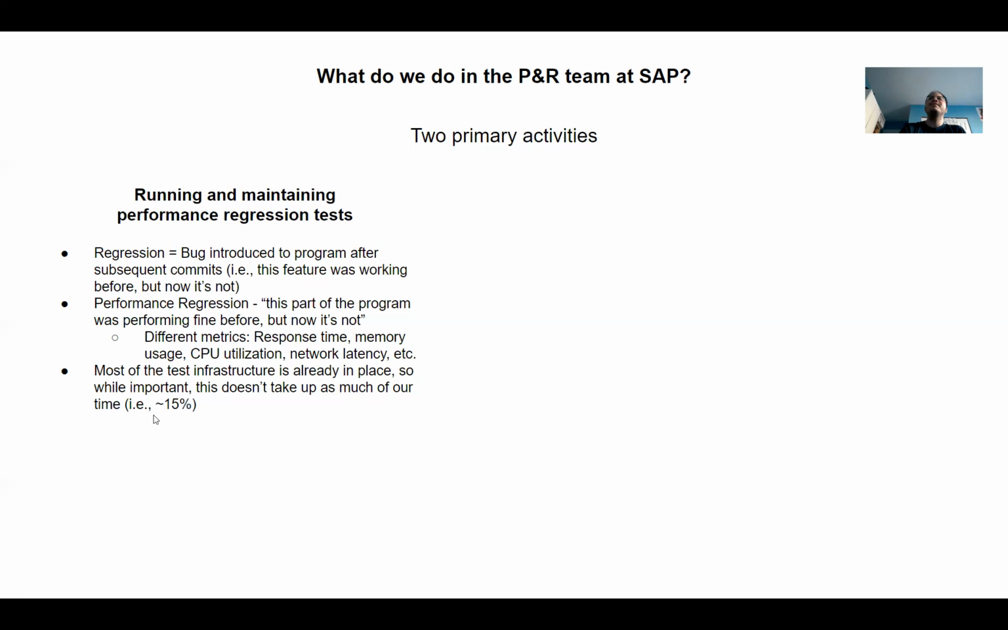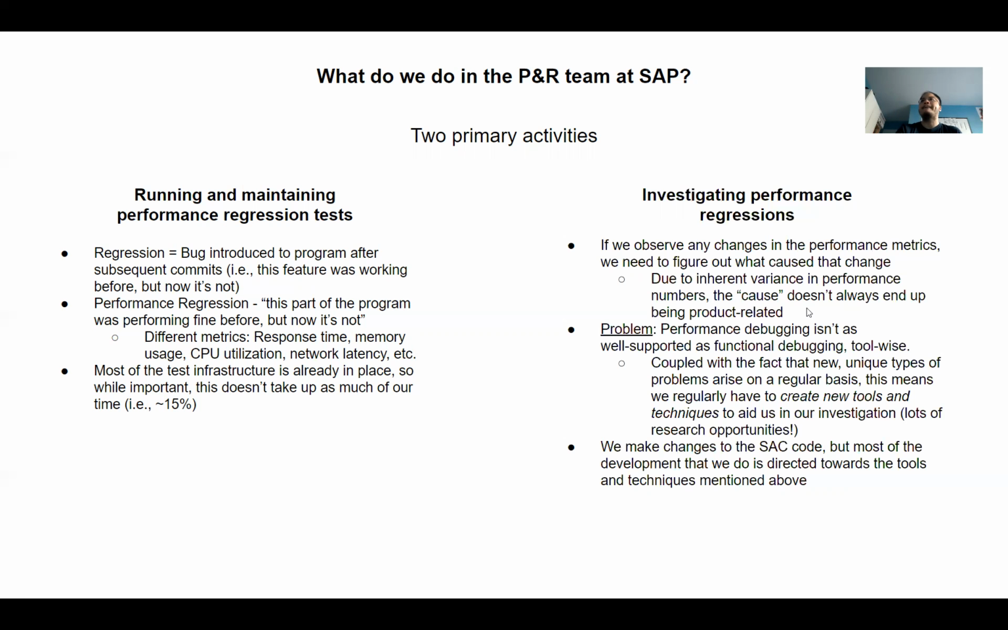And also, as I said here, due to the inherent variance in performance numbers, the root cause doesn't always end up being product related. So maybe you see a performance change in one of the workflows, but it doesn't necessarily mean that the product itself is to blame. It's possible that maybe there's something wrong with the environment, something wrong with the machines that we're using, that kind of thing.